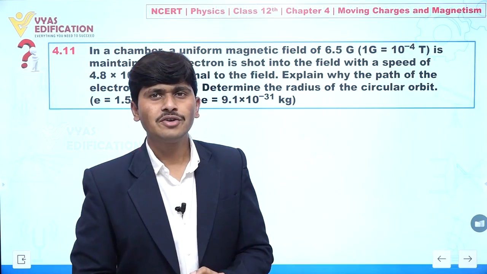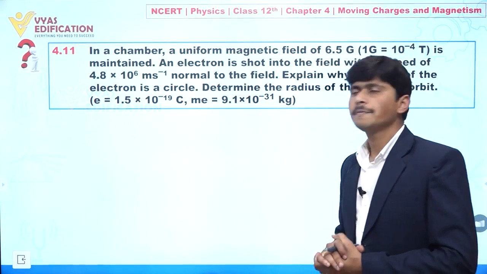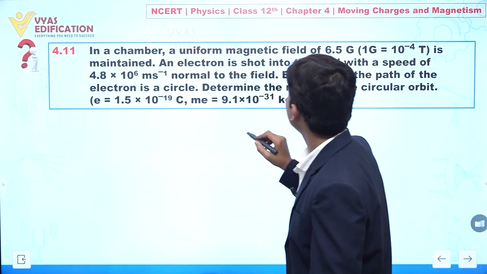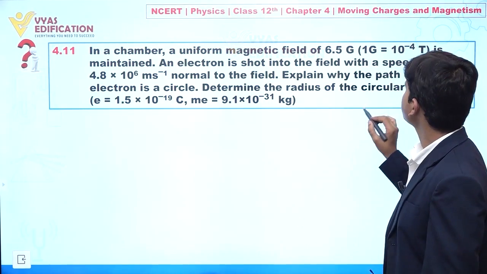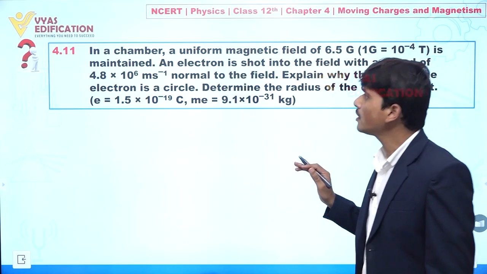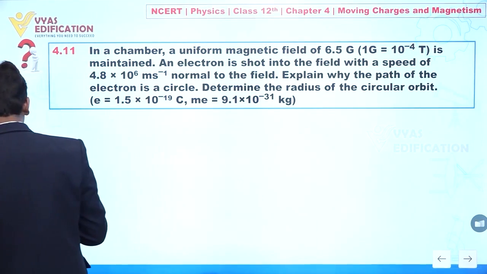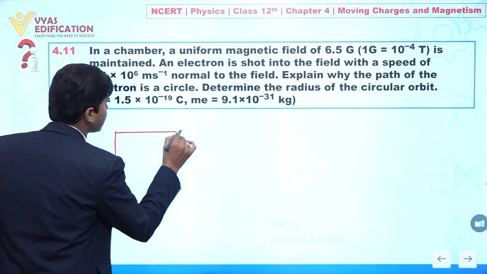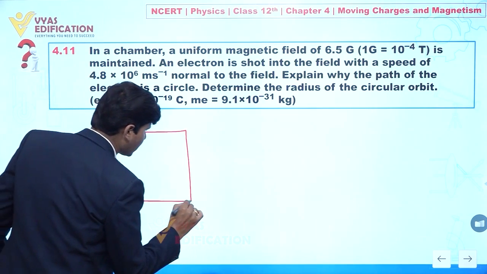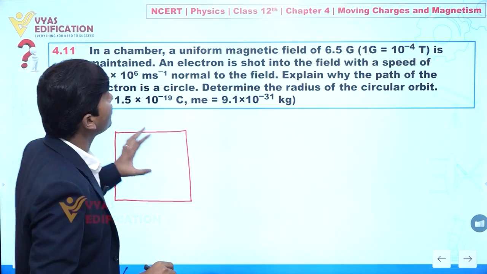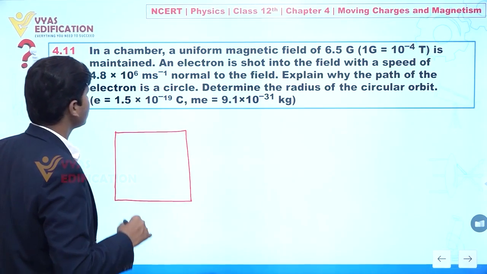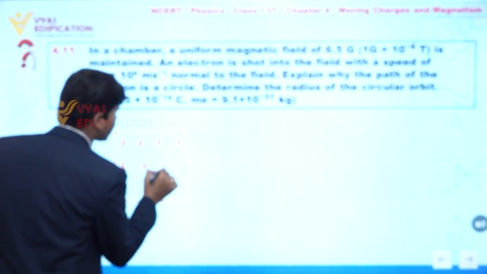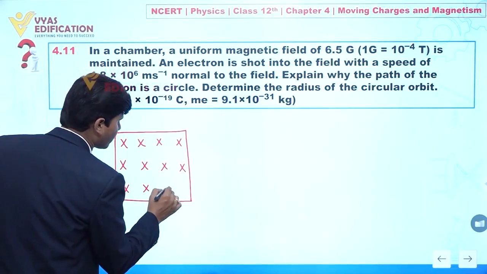Now dear student, we are going to discuss question number 4.11, and in this question it is given to you, in a chamber a uniform magnetic field of 6.5 Gauss is maintained. So let's suppose I am denoting the chamber like this. Let's suppose this is a chamber and a uniform magnetic field is maintained. I am assuming the magnetic field is perpendicular inward to the screen. I am just assuming.